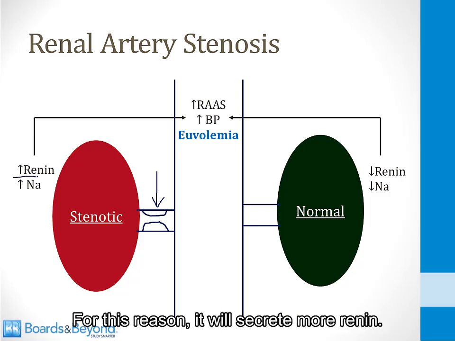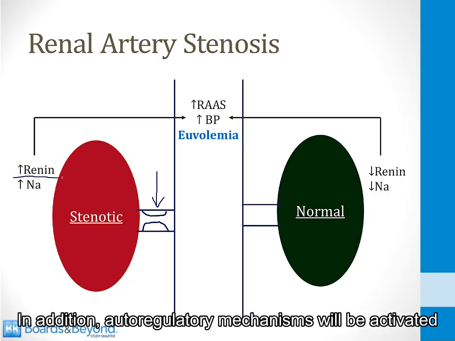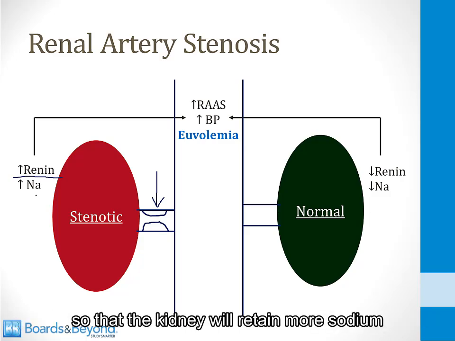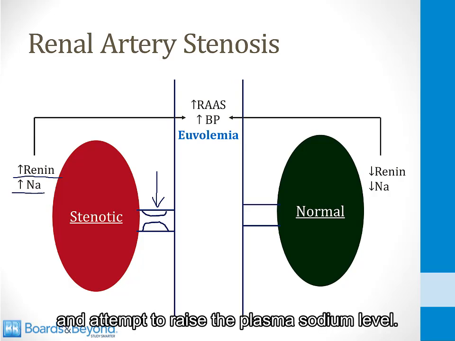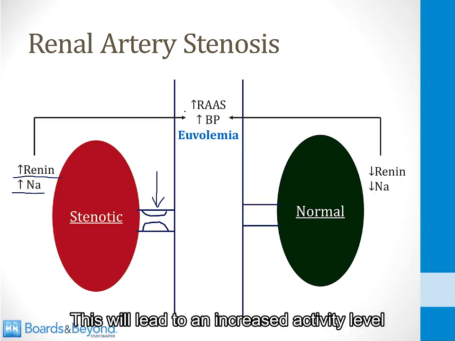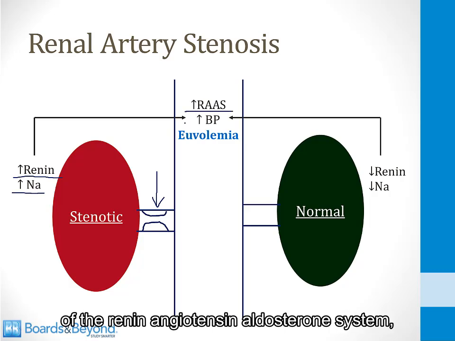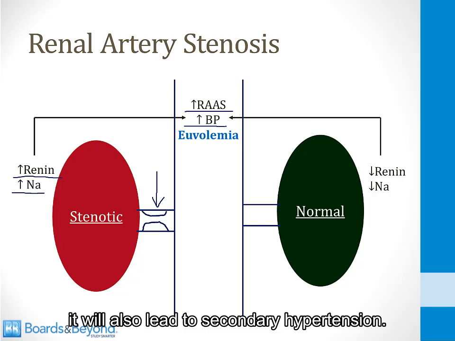For this reason, it will secrete more renin. In addition, autoregulatory mechanisms will be activated so that the kidney will retain more sodium and attempt to raise the plasma sodium level. This will lead to an increased activity level of the renin-angiotensin-aldosterone system. It will also lead to secondary hypertension.